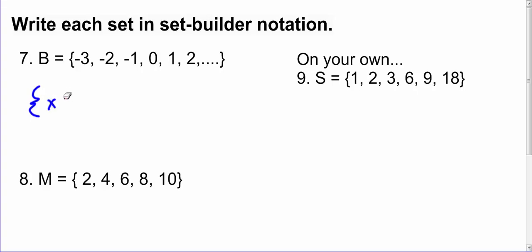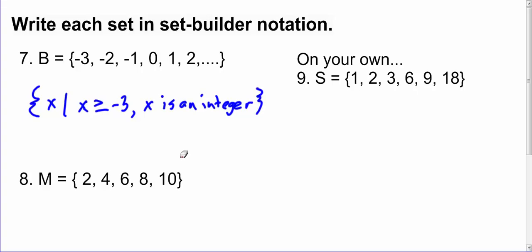I'm going to say x such that x is greater than or equal to negative 3. That's the first thing we see. It starts at negative 3 and moves upwards. But there's another restriction there. It's not every single number, it's just integer values. So we could say x is an integer. That would take care of the fact that we're not doing numbers like negative 2.5.